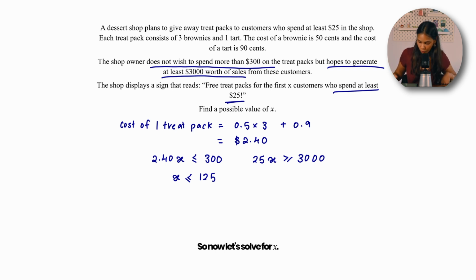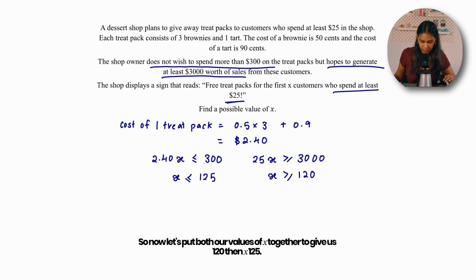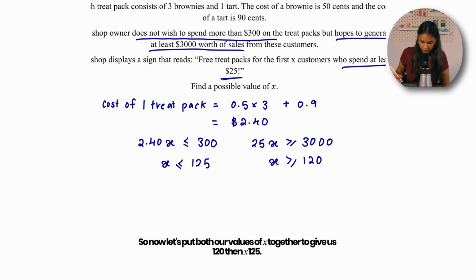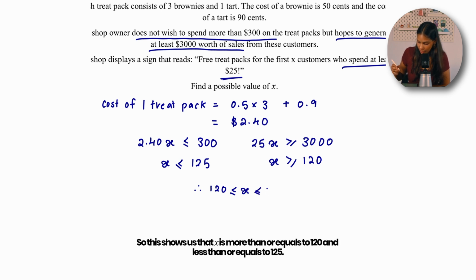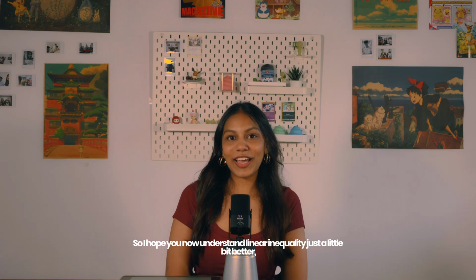So now let's solve for X. X is more than or equals to 120. So now let's put both our values of X together to give us 120 and then X and 125. So this shows us that X is more than or equals to 120 and less than or equals to 125.